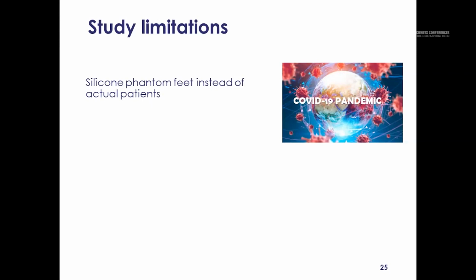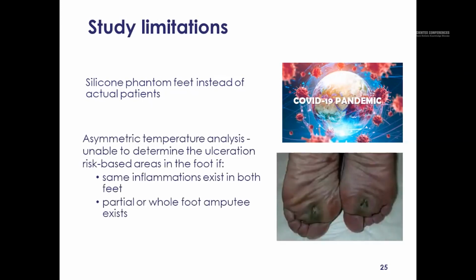Finally, for possible inflammation zone detection, we use asymmetric temperature analysis. This method is based on comparing plantar temperature between both feet. This method is unable to determine the ulceration risk if the same inflammation exists in both feet as shown in the picture, and also if partial or whole amputees exist.